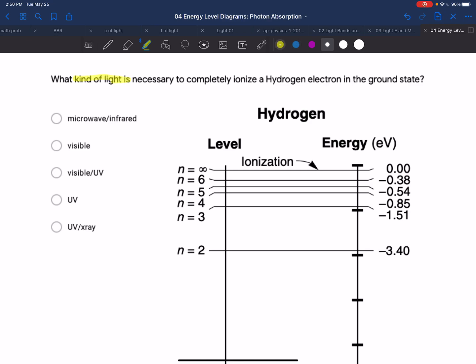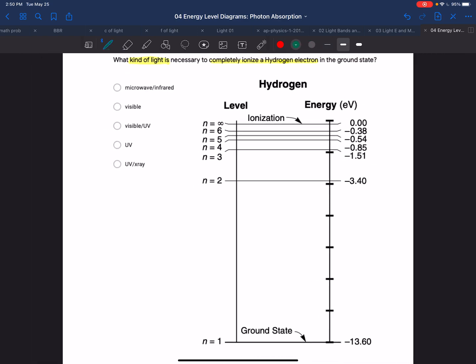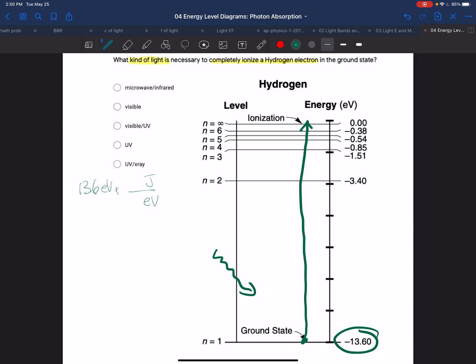So in this question, we're looking for a kind of light to completely ionize a hydrogen electron in the ground state. So now we're talking about a photon coming in and exciting it from here to here, which will require 13.6 eV. Well, 13.6 eV, eV on the bottom, joules on top. 1 eV is 1.6 times 10 to the minus 19th joules, which gives us 2.176 times 10 to the minus 18th joules.